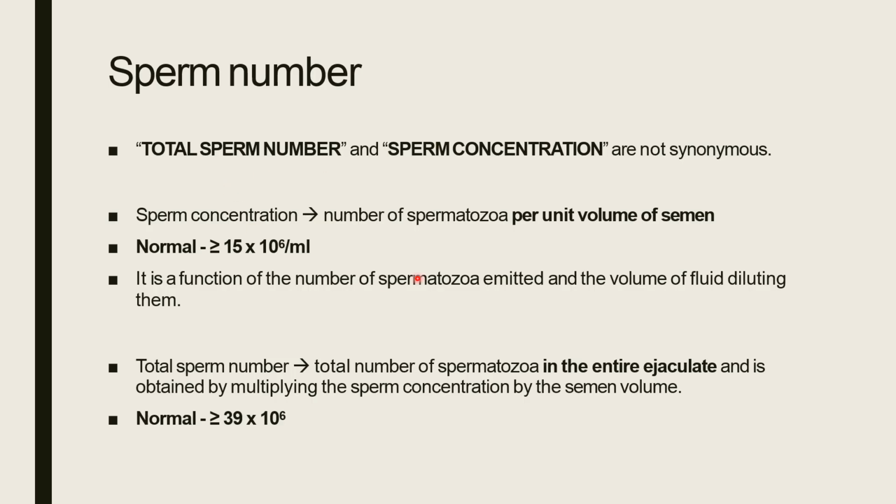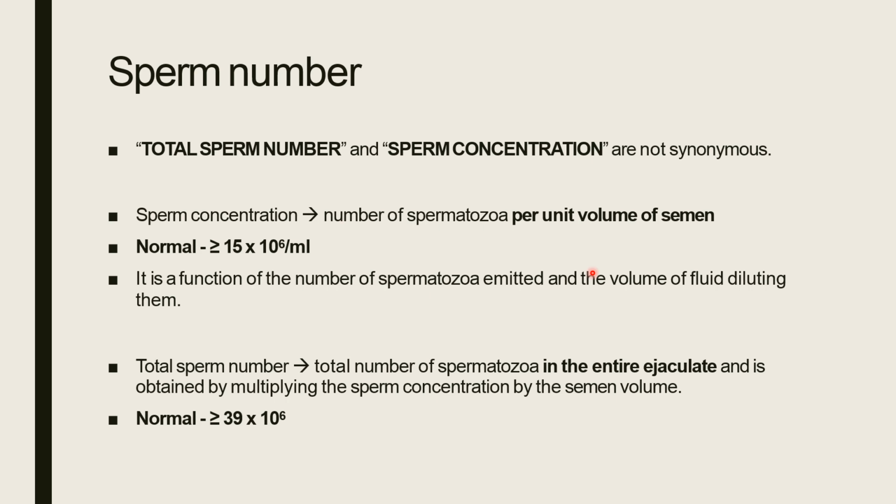For sperm numbers, as we know, we have to dilute semen because there would be more than 15 million sperm per ml of semen. That is the normal value, and they are very concentrated. It means it is concentrated, so we have to dilute it. We dilute the semen by using normal saline, that is 0.9% sodium chloride, and then we count it under the microscope in a hemocytometer. So total sperm number and sperm concentration are different.